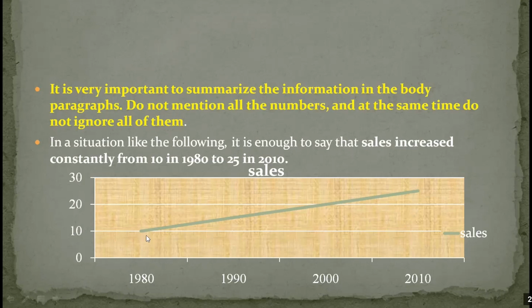Well, it's clear here that it's not important for us to comment on each one of the 4 years because it's basically the same increase. It's the same pattern. So we don't have to write about that. It's enough for us to just comment on the first year and the last year. And that's it. So we can say, for example, sales increased constantly from $10,000 in 1980 to $25,000 in 2010. That's all you're going to mention about this line. Now, are you going to do the same thing with everything? Are you just going to comment on the starting point and the end point? No, not necessarily. Let's look at the next example.